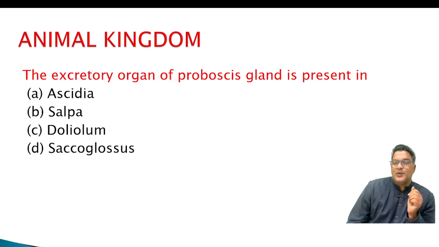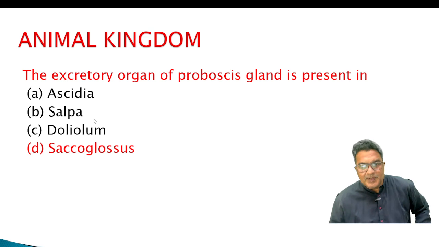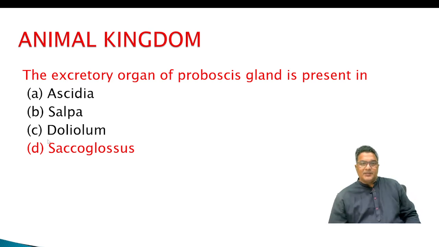Excretory organ of proboscis gland is present in Ascidia, Salpa, Doliolum, Saccoglossus. Proboscis gland should be found in Hemichordata, isn't it? Ascidia is Urochordata, again the same. Salpa, Doliolum, these three belong to subphylum Urochordata. So I selected Saccoglossus from Hemichordata.